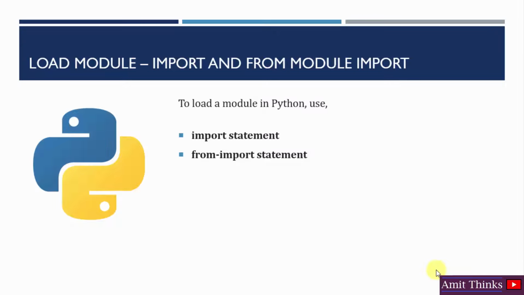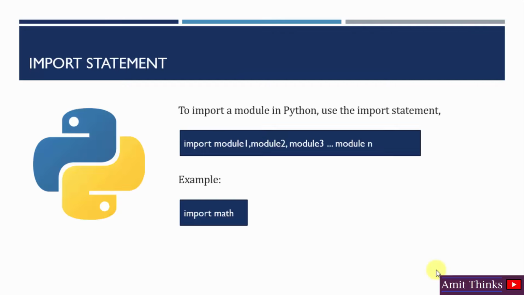To load modules, we can straight away use the import statement, or we can use the from import statement. We will understand them one by one. At first comes how to import a module. Let's say there are different modules in Python. For mathematical operations, we have the math module. For statistical operations like mean, median, mode, we have the statistics module. With that, we also have the random module, a cmath module.